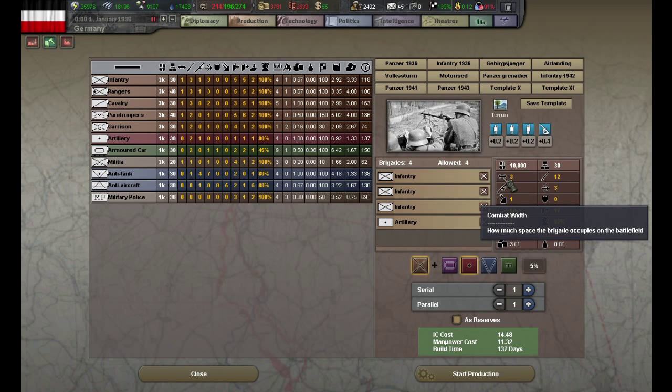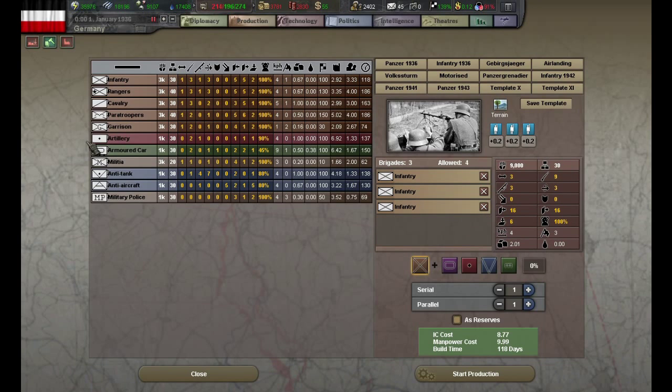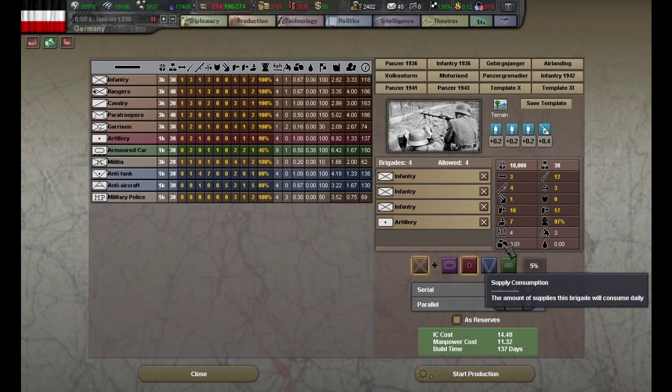So let's say we're fighting a battle where the combat width was 12. We could fit 4 of these regiments in battle, each with 12 soft attack. Or we could fit 3 of these regiments with 4 combat widths in battle, each with 12 soft attack. I think in this situation it'd be much better for us to give all of our units artillery. Now that does make them a tad bit more expensive.